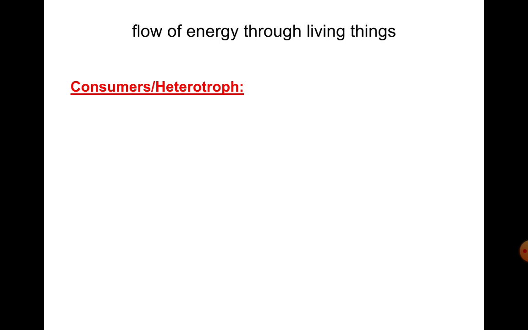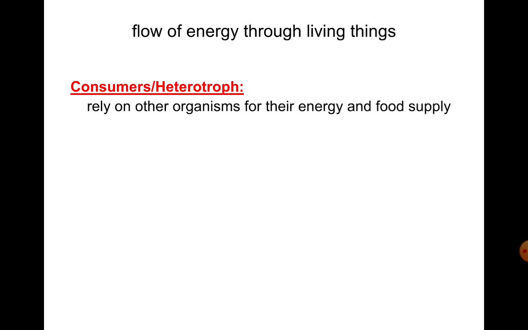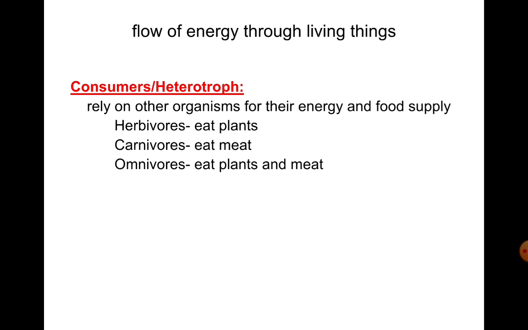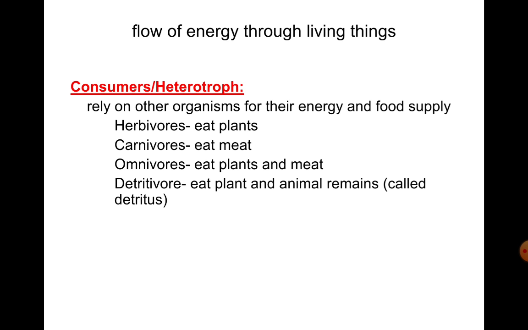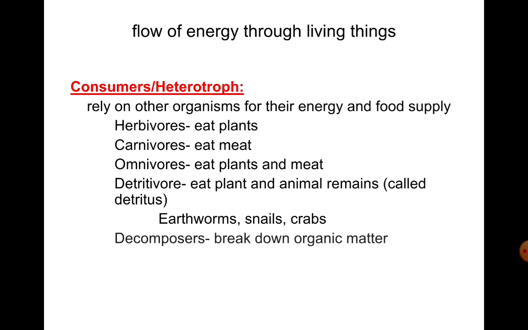Then we have the consumers, the heterotrophs. They rely on organisms for their energy and food supply. We have the herbivores, they eat of course plants. We have the carnivores, they eat meat. We have the omnivores, like humans, we eat plants and meat. And we have the detritivores, they eat plant and animal remains, like earthworms, snails and crabs. And we have the decomposers, they break down organic matter, like the fungi or the bacteria.